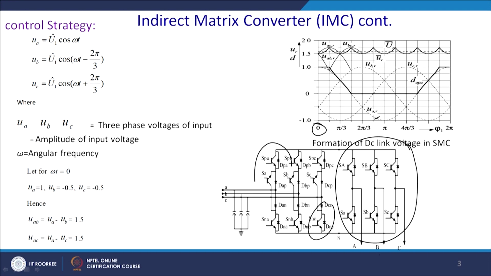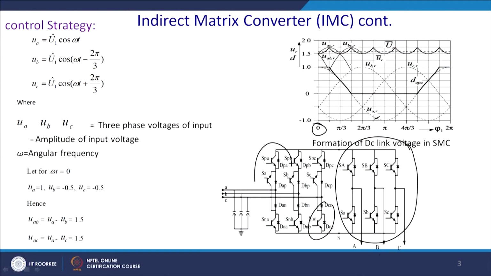Similarly, after a 60 degree interval at this point, B will be the most positive phase and C continues to be the most negative phase. Then you will be switching the positive part of the B switches and the negative part of the C switches. So, you will get UBC. Accordingly, the switching sequence will become AC, BC, and like that you continue to get.